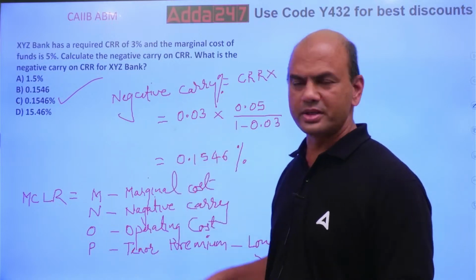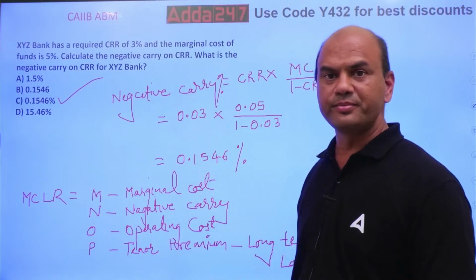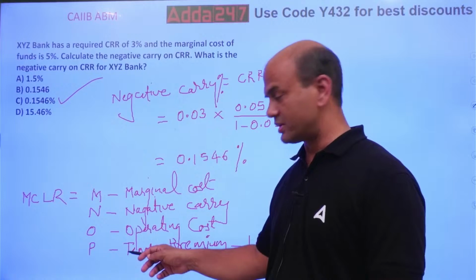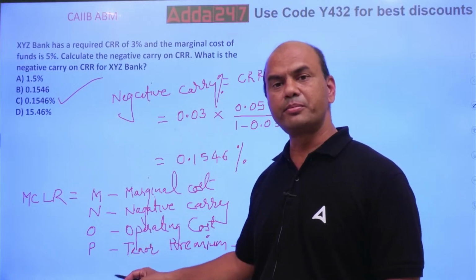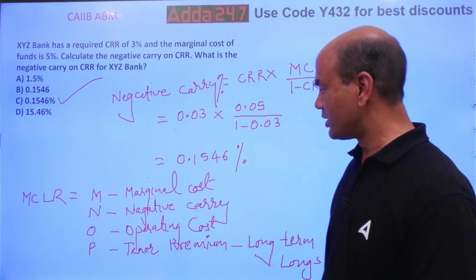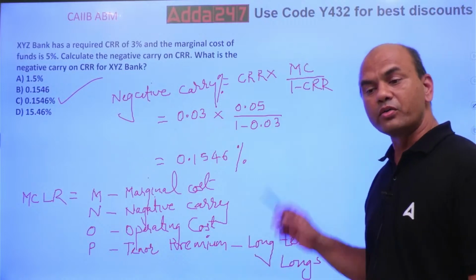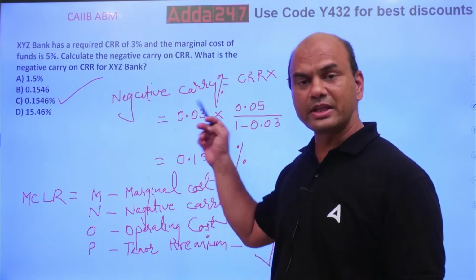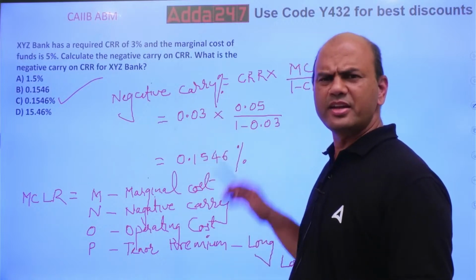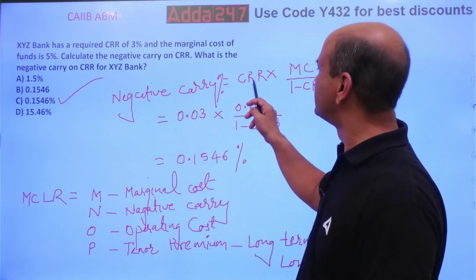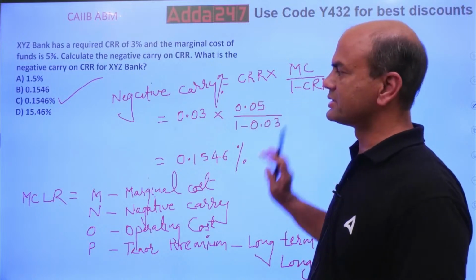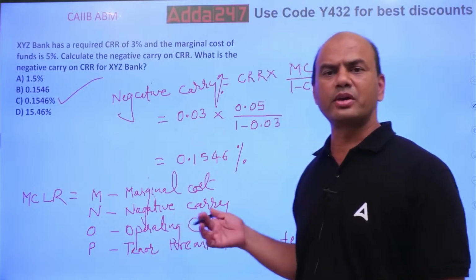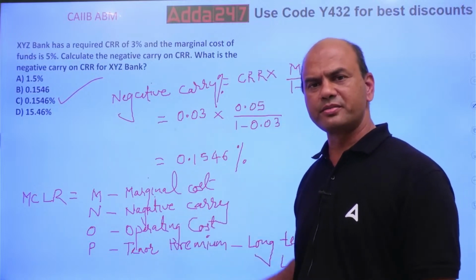MCLR has 4 components. MNOP: marginal cost, negative carry, operating expenses and tenor premium. So these are the 4 points. Out of this, question always comes on negative carry because this is the main calculation part. And it is very simple. CRR into marginal cost upon 1 minus CRR. Simple, very simple, isn't it? You will be easily able to calculate. 1 mark is in your pocket.